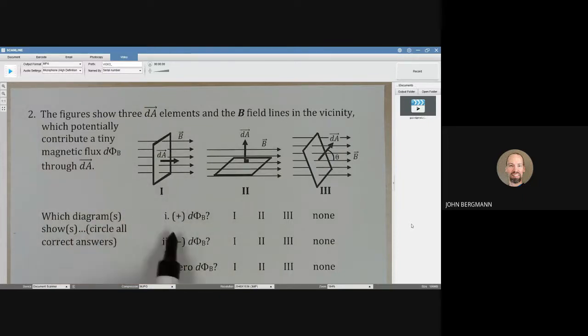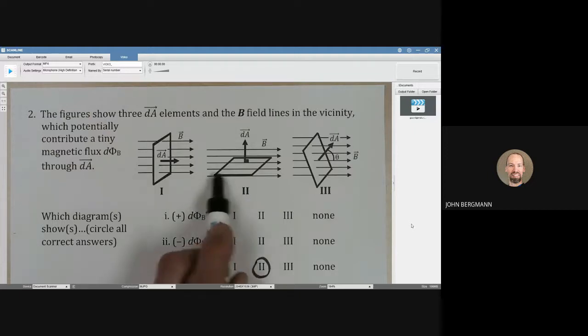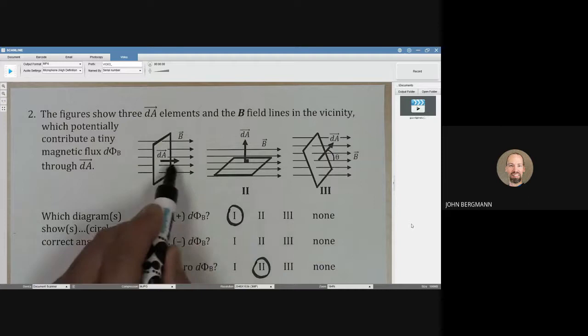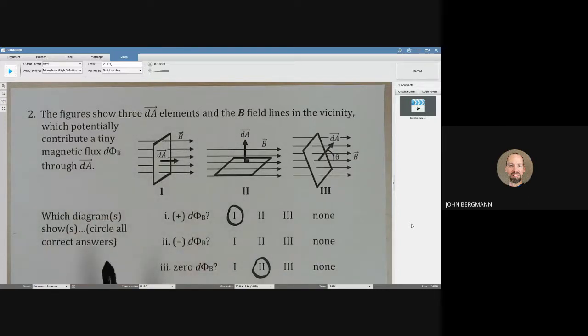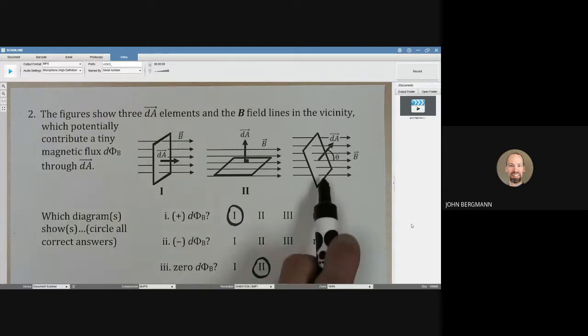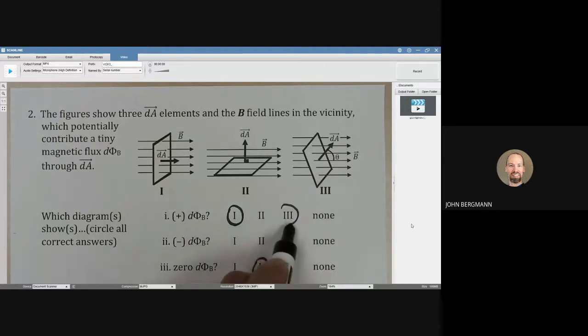Which diagrams show positive flux, negative flux, or zero flux? Zero flux is going to be number 2 here, because you can see that the magnetic field lines are not poking through the surface. They're just scraping the surface. So there's going to be no magnetic flux there. Number 1 is going to have positive flux, because the dA element and the B field lines point in the same general direction. And actually, number 3 will also have some positive flux. Now, it won't have the same amount of magnetic flux as number 1 will, because there's an angle that has to be accounted for here. But none of these figures are showing negative flux.